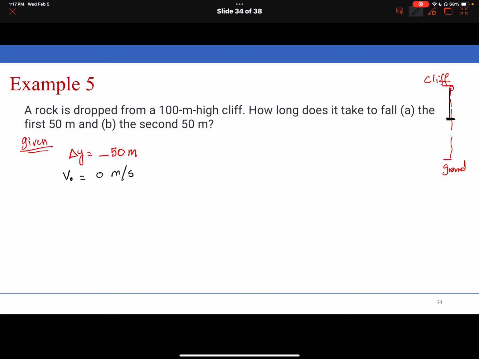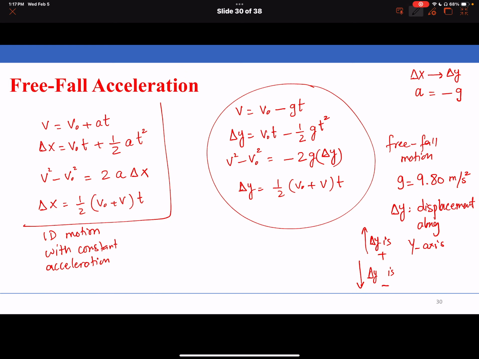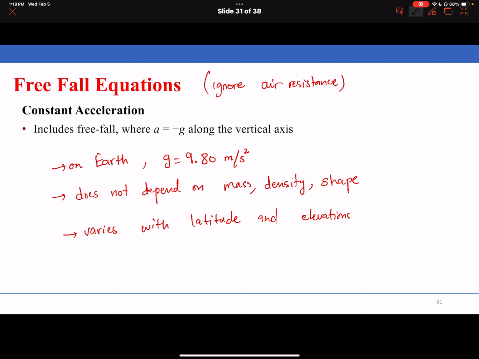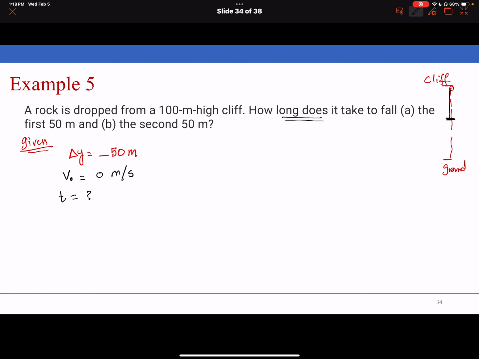And the question is saying how long? How long means calculate time. Time is unknown. So only initial velocity is given. We have no information what the final velocity is. And delta y is given. And we are asked to calculate time. So looking at the equations, I think number 2 will work better in this case. Okay, so let's box that.